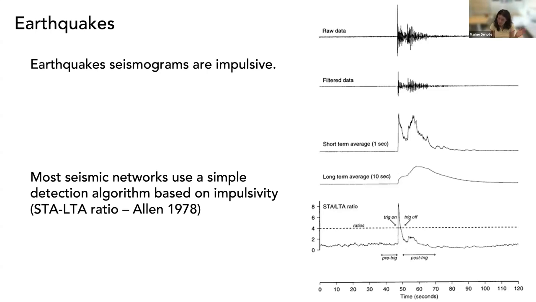It misses events that are buried in noise and whatnot. But this was proposed by Allen in 1978, and it is the one impulsivity filter that extracts features from seismic data that is used by seismic networks. Actually, I know very few that would have a more sophisticated way of measuring data. This is really the standard way of detecting earthquakes.